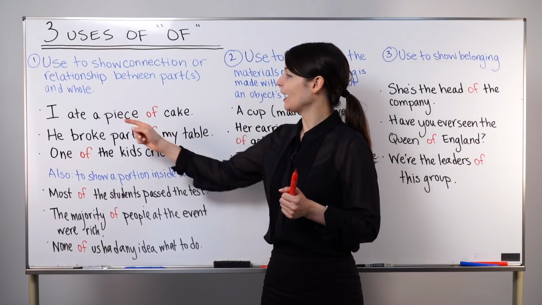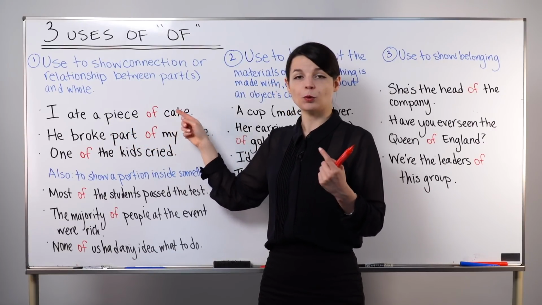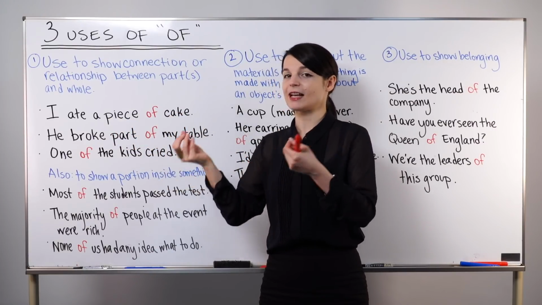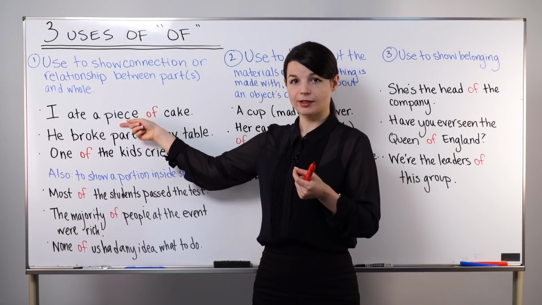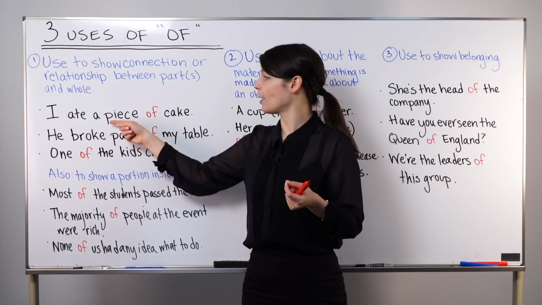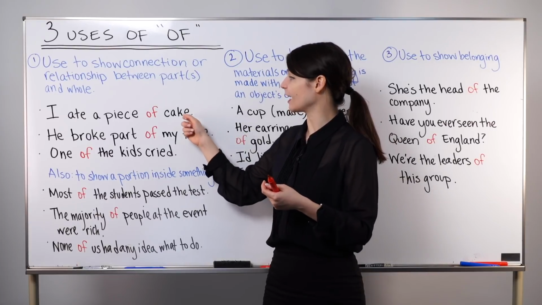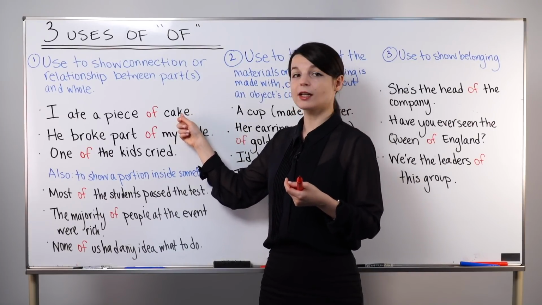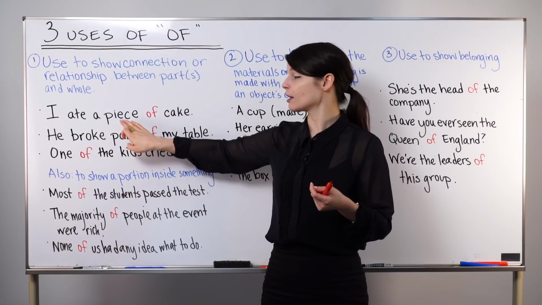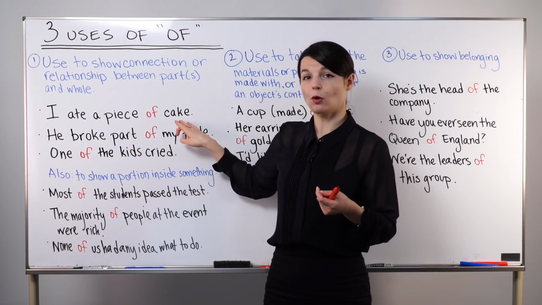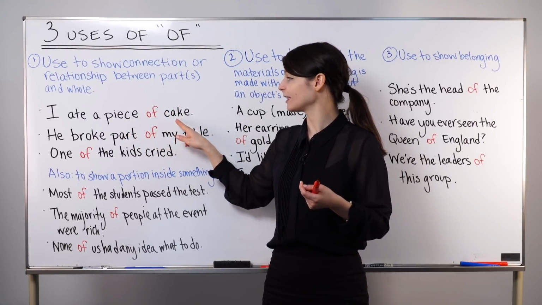First example, I ate a piece of cake. Here, we're showing parts inside a whole. In this case, we're looking at one part. Here, my part is a piece, and the whole, in this case, is a cake. So when I want to talk about one part, in this case, a piece, I connect the part to the whole with the word of. I ate a piece of cake.